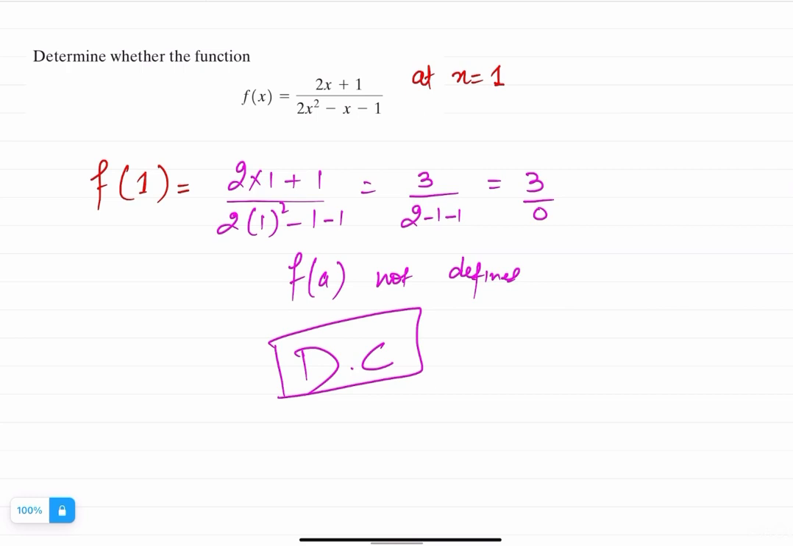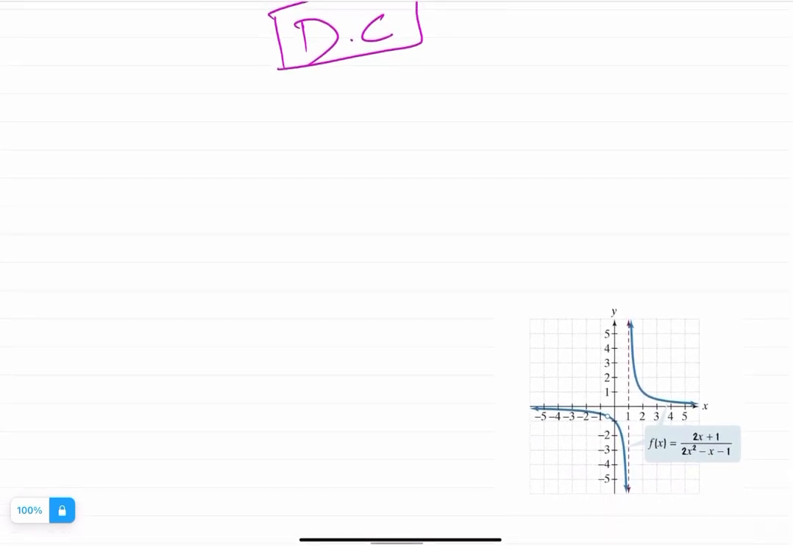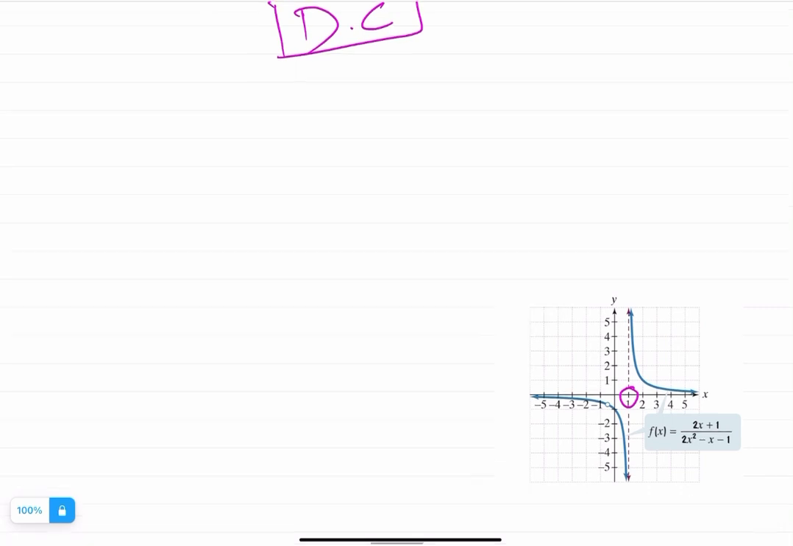Let's move ahead. You can check continuity even at, for example, x equal to 2, x equal to 3. Here in the graph you can see this. Corresponding to x equal to 1, we're not getting any y value. Since we are not getting any y value, that means the function is not defined at x equal to 1. So this is not a continuous function. You can see that in the graph.